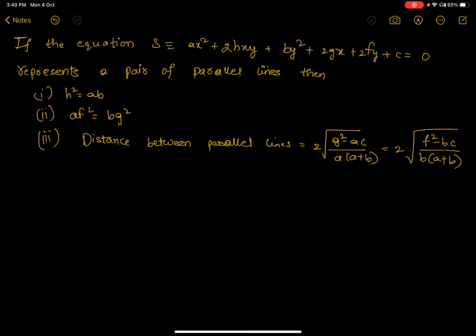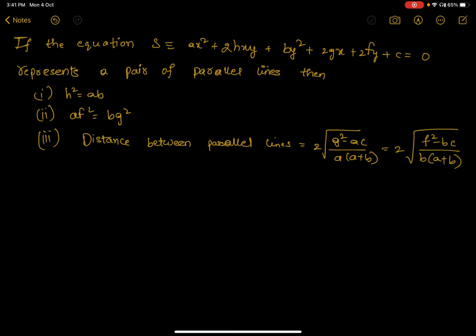If an equation of a curve, which is ax square plus 2hxy plus by square plus 2gx plus 2fy plus c equal to 0, represents a pair of parallel lines, then h square is equal to ab, af square is equal to bg square. Distance between parallel lines is 2 root g square minus ac by a into a plus b, that is 2 root f square minus bc by b into a plus b. These are the conditions if a given curve represents a pair of parallel lines.